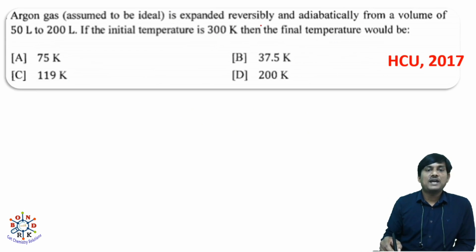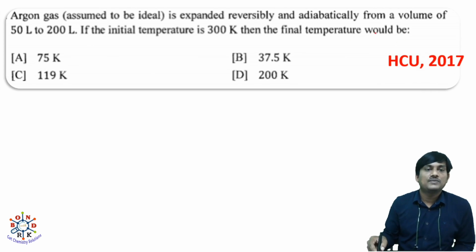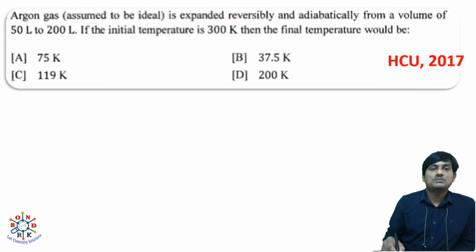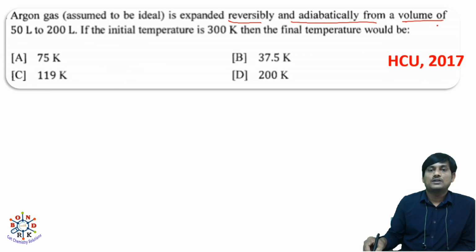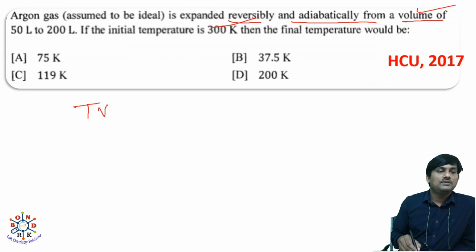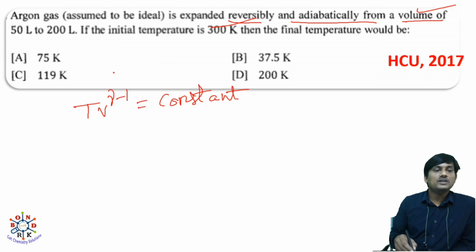Argon gas is expanded reversibly and adiabatically from a volume of 50 liter to 200 liter. If the initial temperature is 300 Kelvin, then the final temperature would be? It's a reversible, adiabatic process. In an adiabatic process, what is the relation between temperature and volume? TV power gamma minus 1 is constant. This is the relation in an adiabatic process.